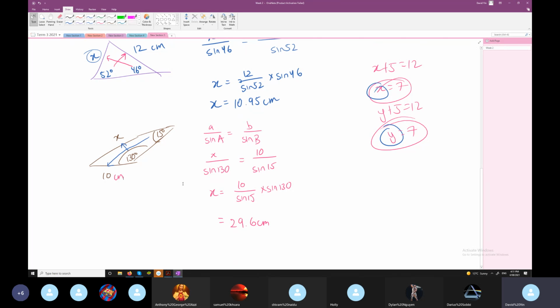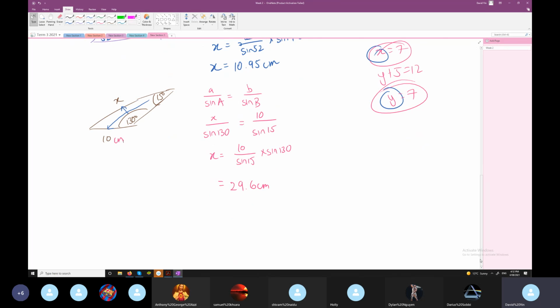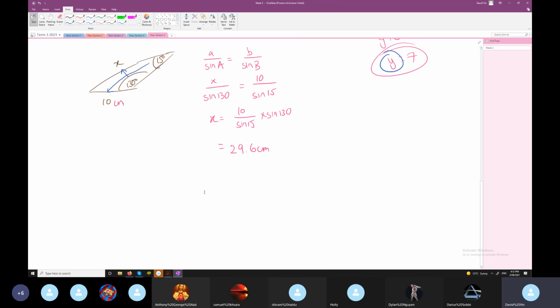Even though this isn't to scale, you can kind of just look at it and tell whether it looks right or not. That's something that you should be doing, just making sure whether your answers look right, because a lot of the time you can't check your answers in most of these questions. But you can sometimes just eyeball it and go, yeah, it kind of looks right.